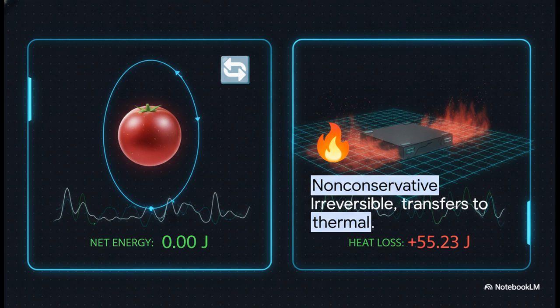Non-conservative forces, on the other hand, they're like kinetic friction. They permanently charge an irreversible transaction fee. When friction slows down a sliding block, it transfers that kinetic energy into thermal energy, heat. You can't just cool the block down and expect it to magically start sliding back the other way.